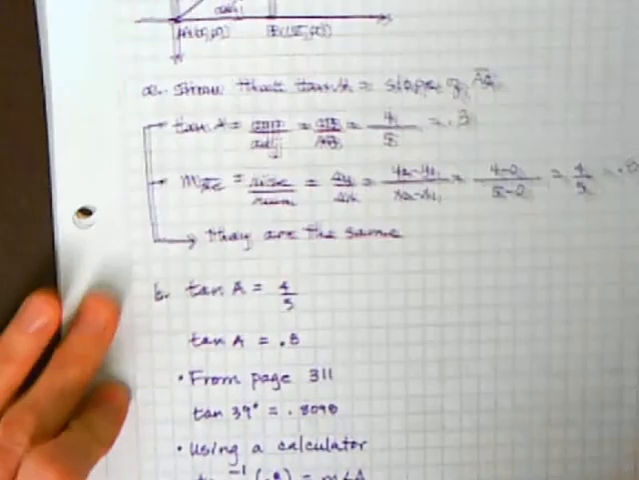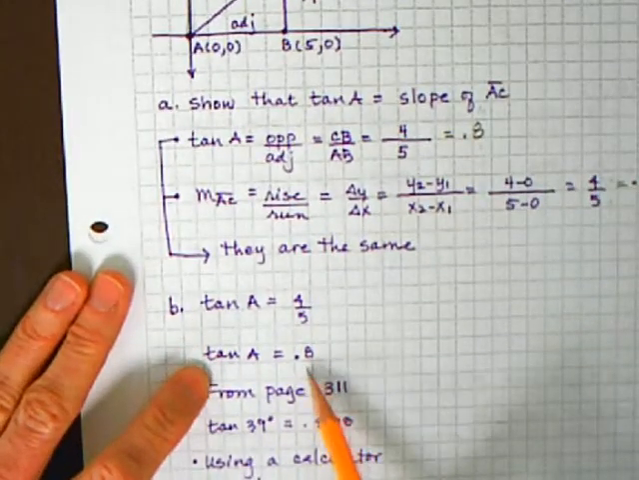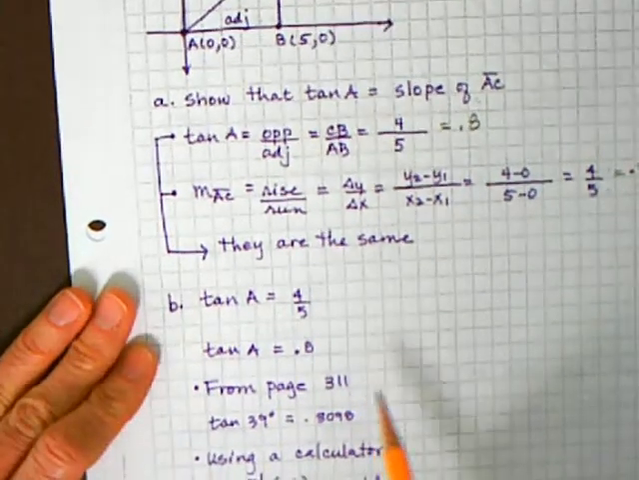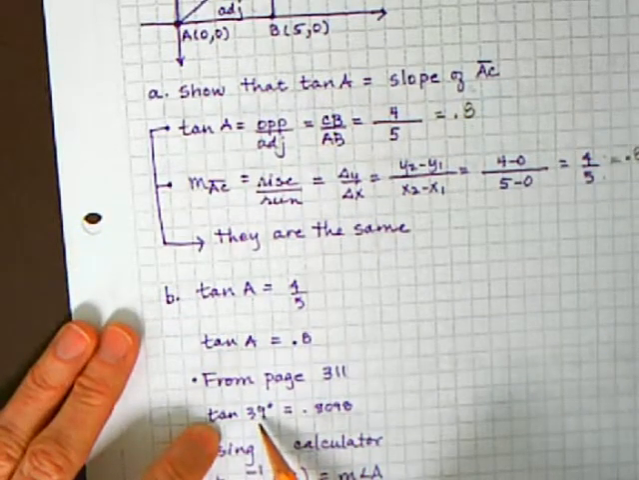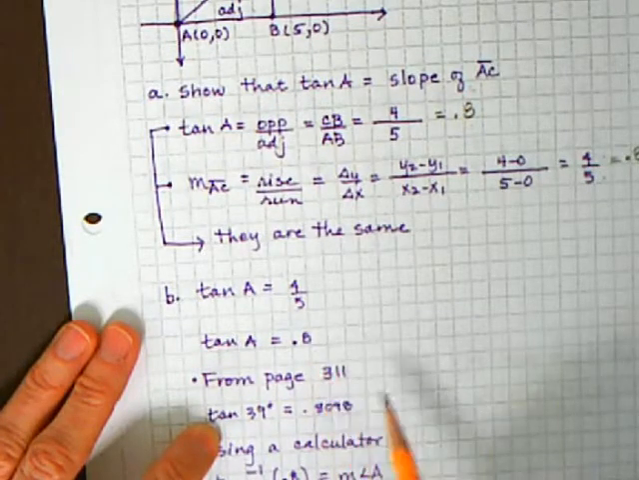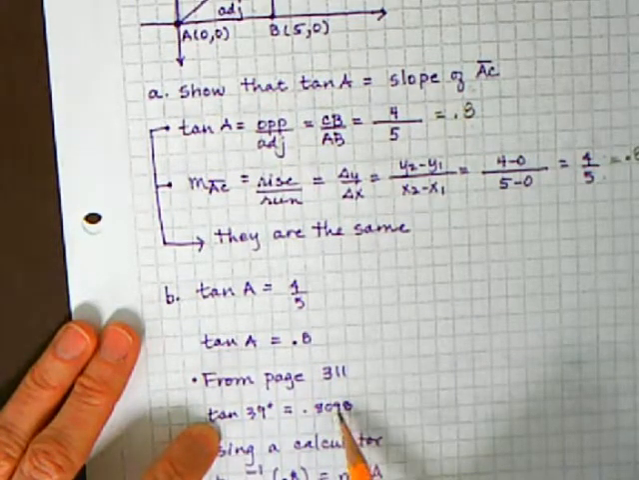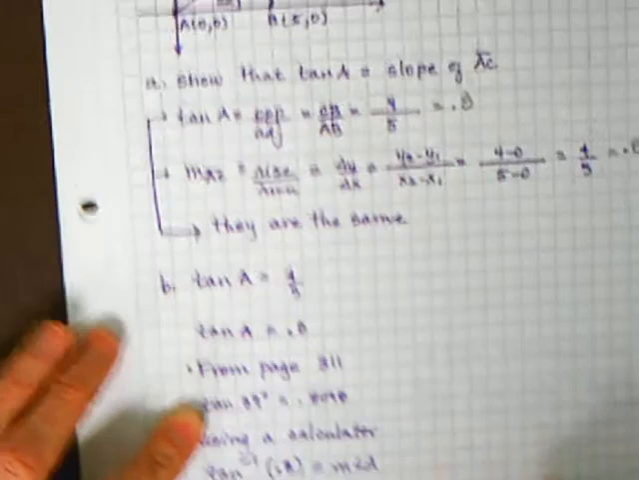Then the next question is, well, what is that angle? Well, the angle is A. Tangent of A is equal to 4/5. We know that it's 0.8. From page 311, we can see that the angle 39 degrees has a tangent that's 0.8098, which is the closest I can get on that table. It doesn't go that precise with the answer.